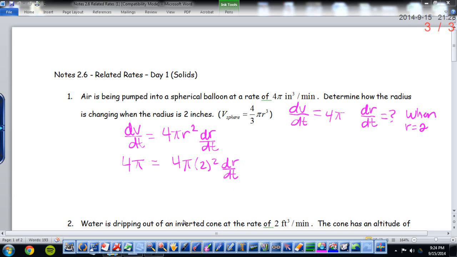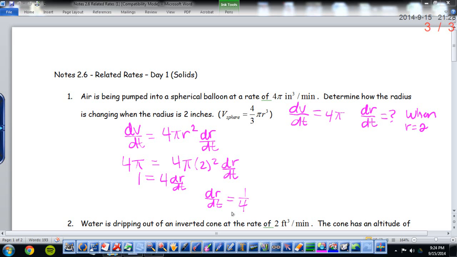And I will usually let you use your calculator on problems like these, but even these ones in the notes we really don't need the calculator for. You can look at this a couple different ways. We see a 4 pi on both sides of the equal sign. We can divide both sides by 4 pi, and we're left with 1 on the left, and then 4 dr/dt on the right. So to solve for dr/dt, I get that dr/dt is equal to 1/4.